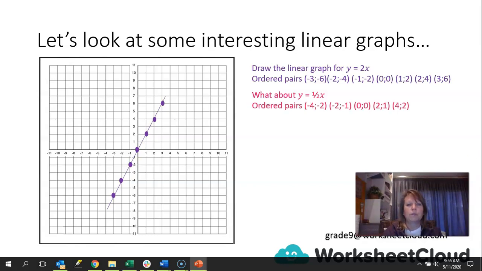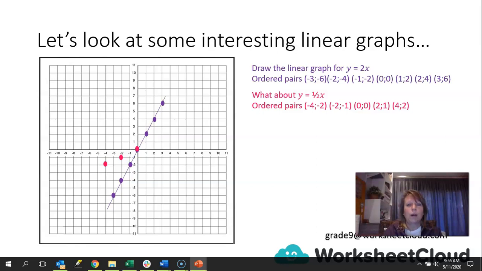So let's put in these ordered pairs. Where x is minus 4, half of minus 4 will be minus 2. There we go. Where x is minus 2, y is minus 1. Where x is naught, y is naught. So it also crosses the point of origin.